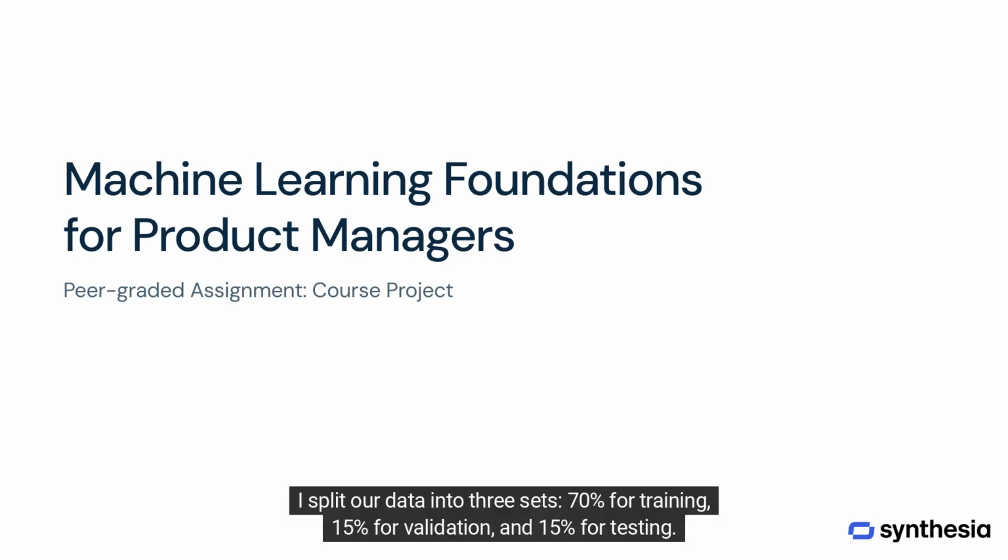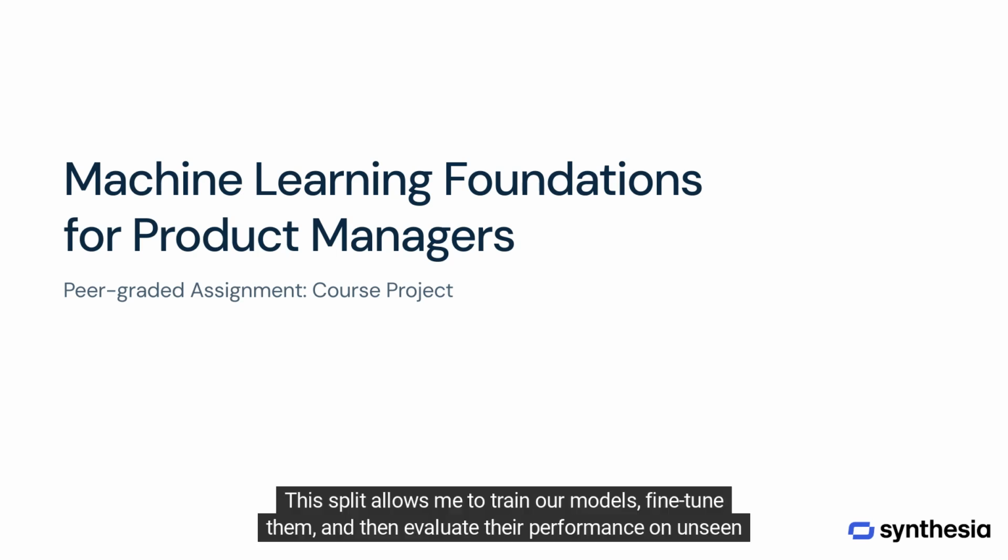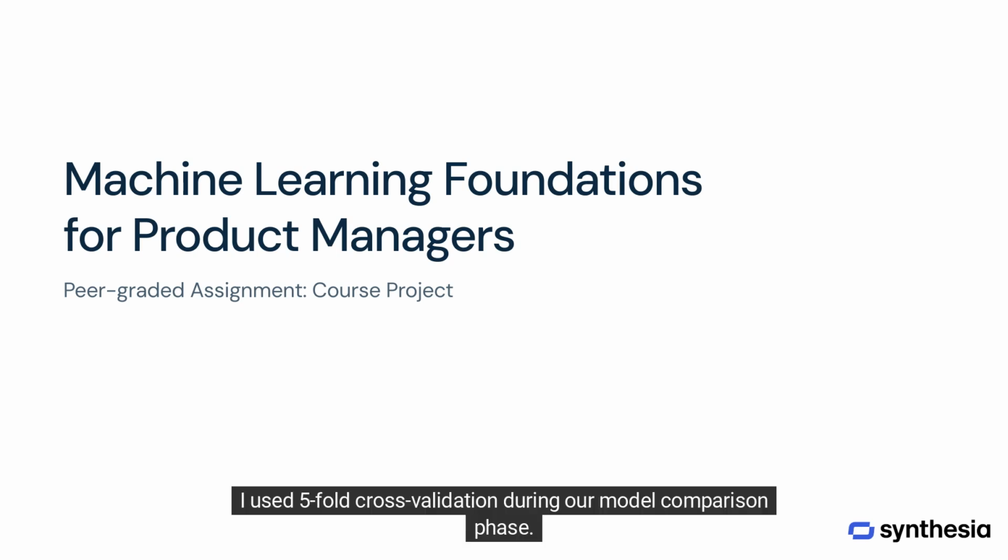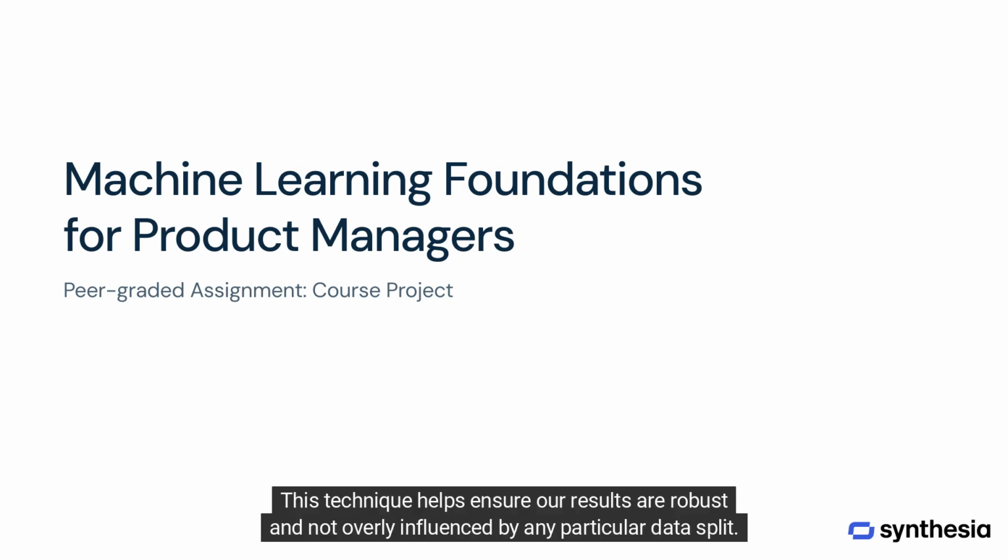I split our data into 3 sets: 70% for training, 15% for validation, and 15% for testing. This split allows me to train our models, fine-tune them, and then evaluate their performance on unseen data. I used 5-fold cross-validation during our model comparison phase. This technique helps ensure our results are robust and not overly influenced by any particular data split.